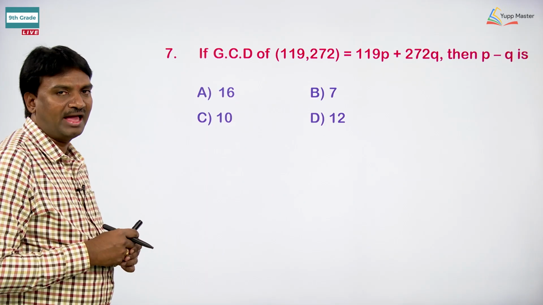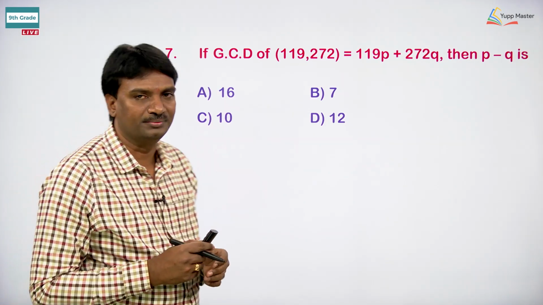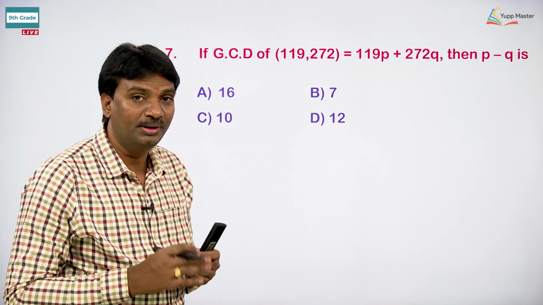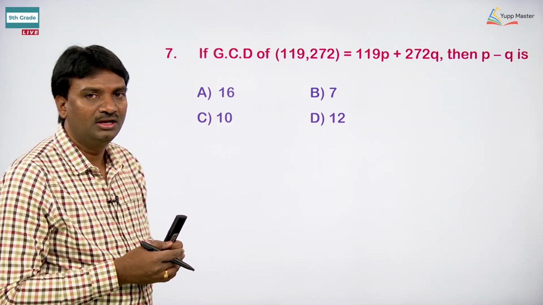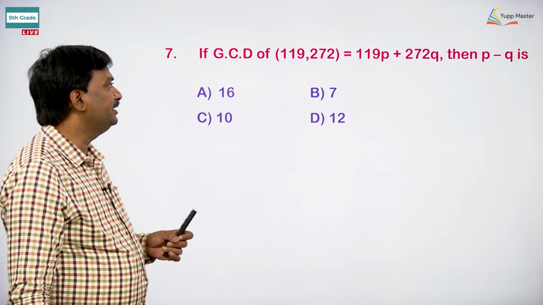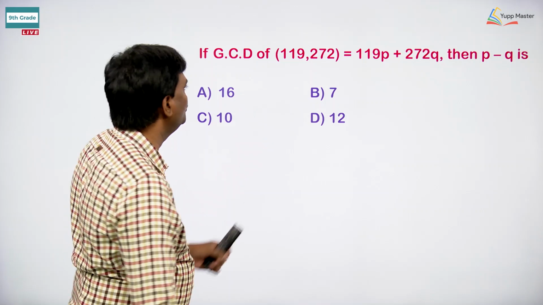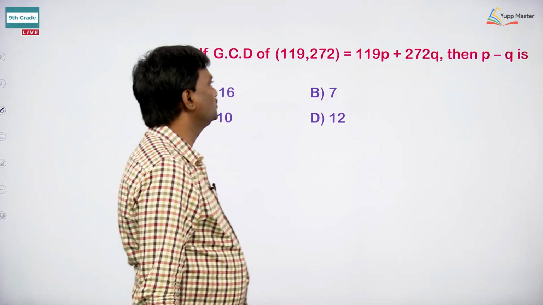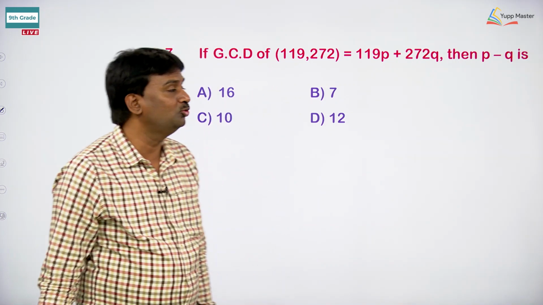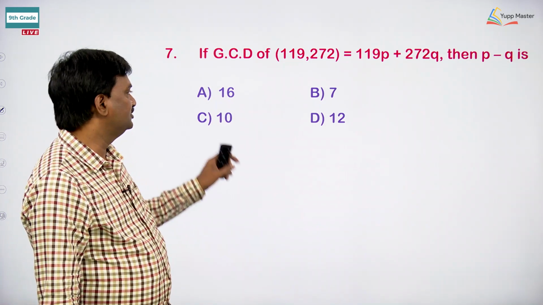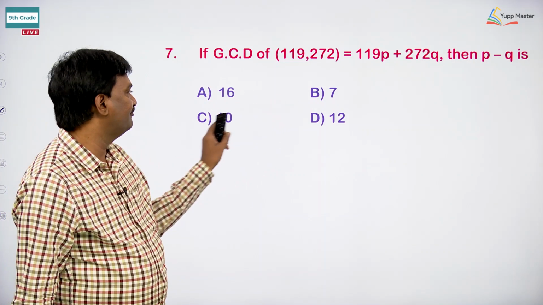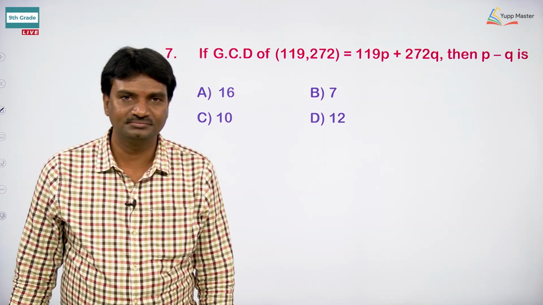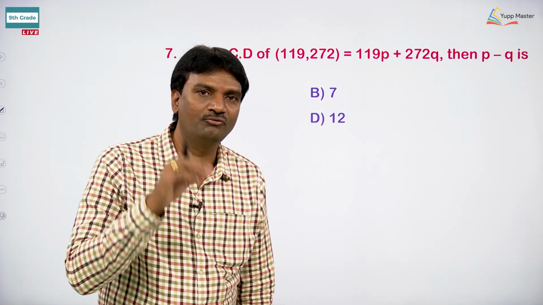We already did 6 problems in mains model problems, so this is the 7th problem. Look at this problem. If the GCD of 119 comma 272 is 119p plus 272q, then the value of p minus q is. The options are A 16, B 7, C 10 and D 12.